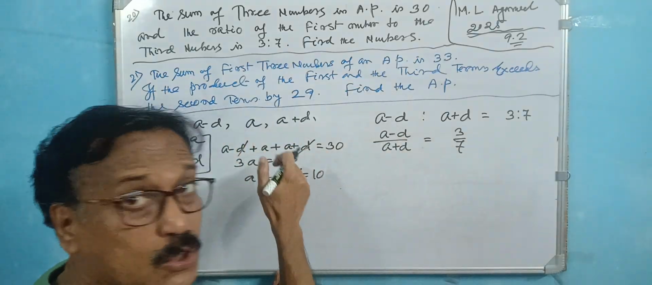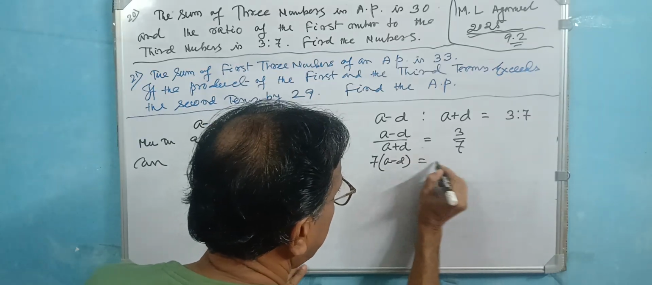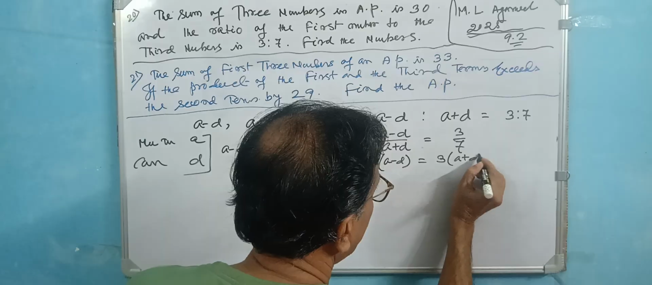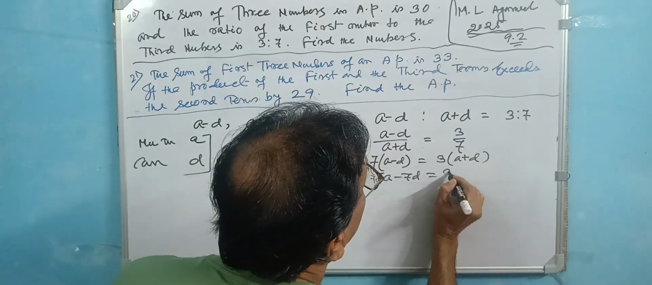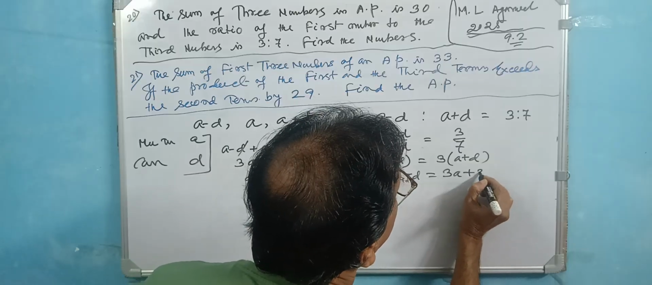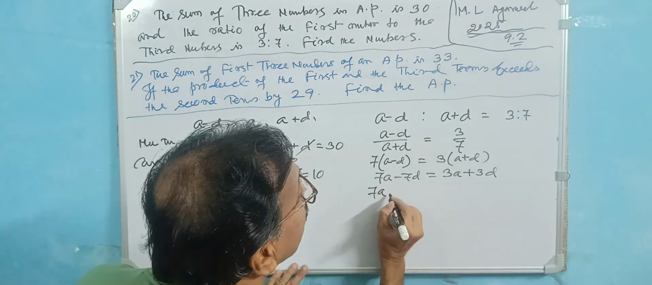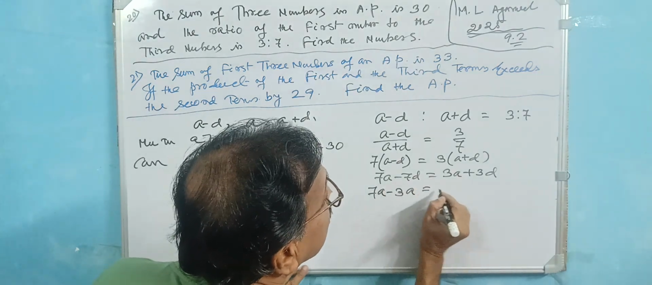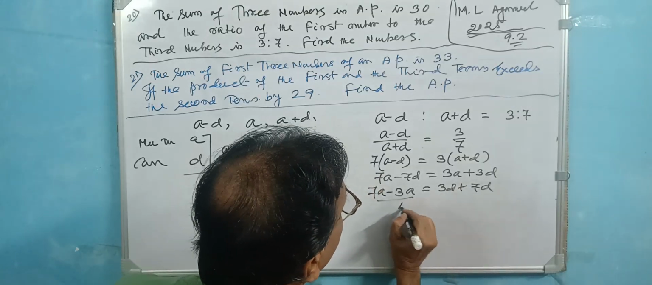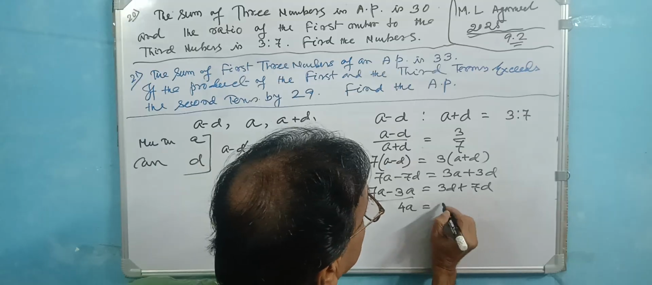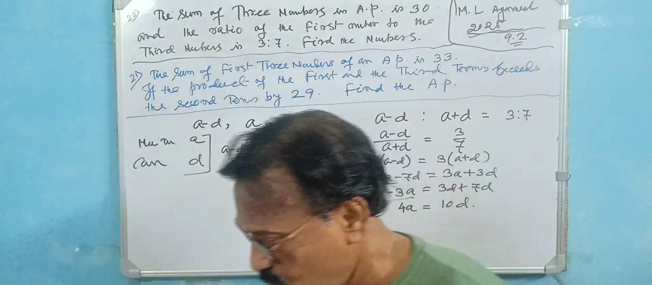Here this is an algebraic solve. So 7 bracket A minus D equals 3 bracket A plus D. Just solve it first. 7A minus 7D is equal to 3A plus 3D. No problem. So 7A minus 3A is equal to 3D plus 7D. So this is actually 4A is equal to 10D.